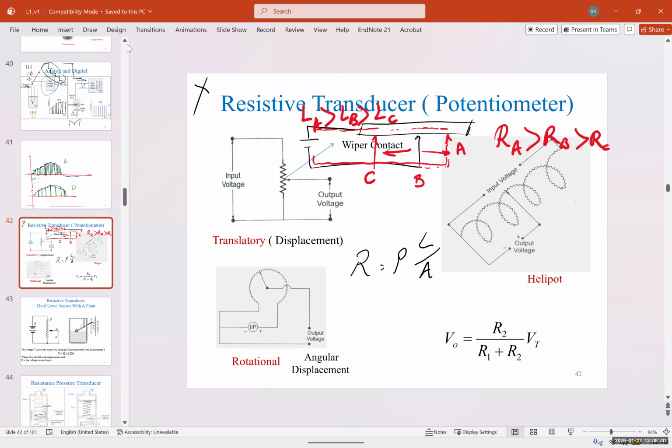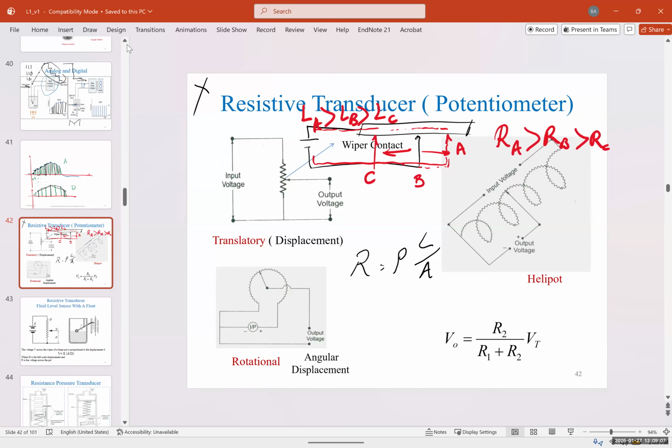And for all of these three, we have the same rho, the material is the same. The thickness, which is the area A, is the same. So the only thing that is changing is the distance that the electrons are traveling, or the length of our resistor. Now, using this principle, we can sometimes twist it. We can make it a circle. We can make it linear and create different types of potentiometers.